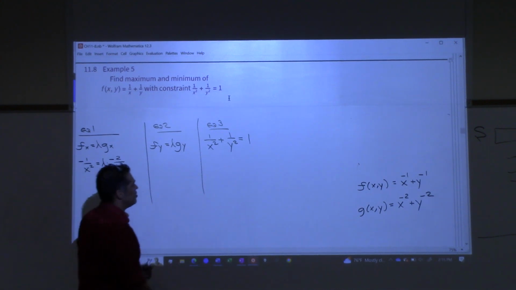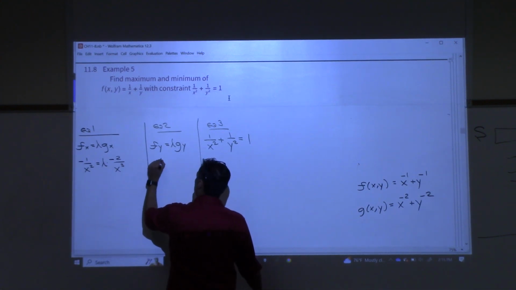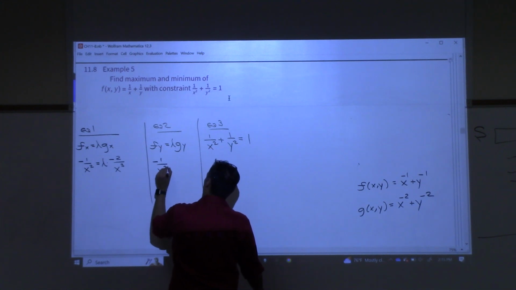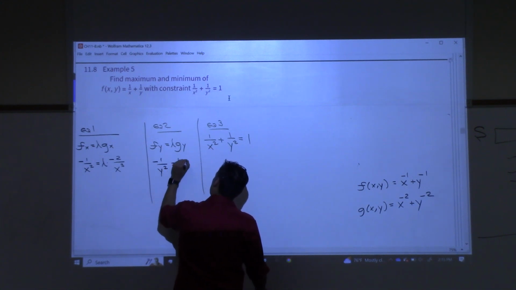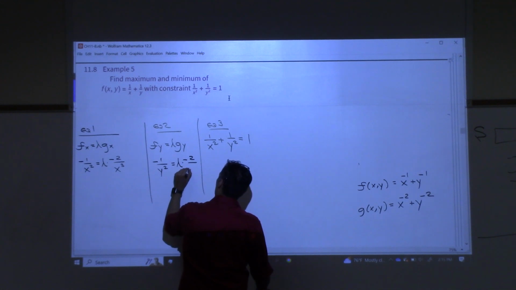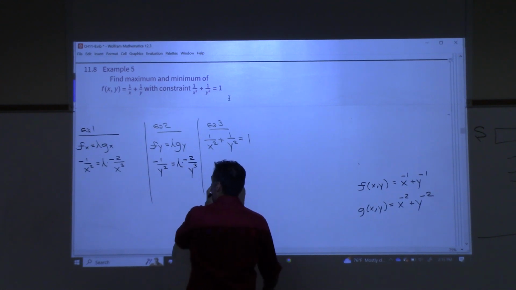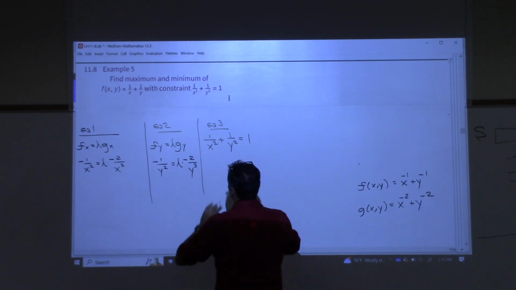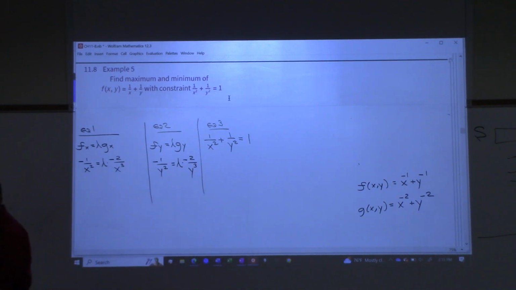All right, then partial with respect to y is pretty much the same thing, right, with y's? Negative 1 over y squared equals lambda times negative 2 over y cubed. And then we just leave the constraint equation. All right, we got to find x, y, and lambda that make all those true. I'm going to do first things first. Let's do this.